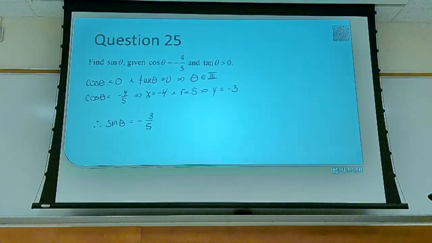So a lot of these questions don't require any calculations. It's really a conceptual type of thing. Do you know your trig functions and how they're defined? Do you know your coordinate plane? Where x is positive or y is positive, right?